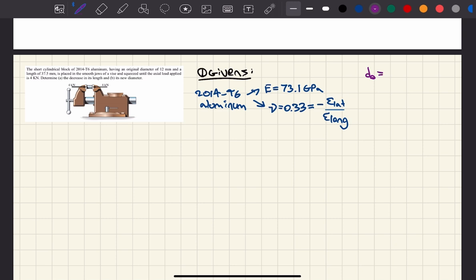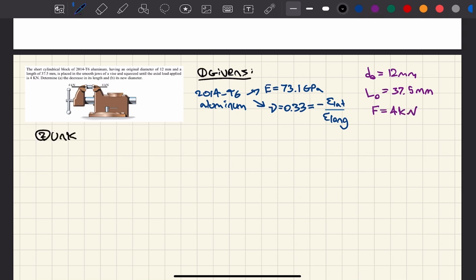Okay, so we can write down the other givens. We're given the initial diameter, so D naught is equal to 12 millimeters. We're given the original length, L naught, equal to 37.5 millimeters, and we're given the axial force in the longitudinal direction to be 4 kilonewtons.